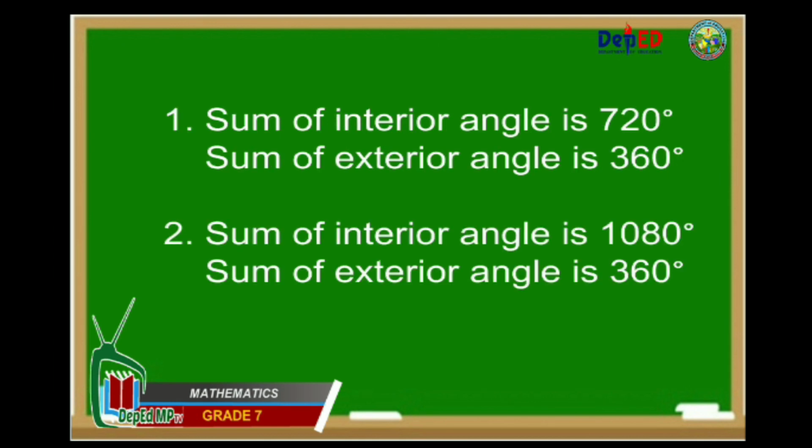So we have here the answers. For number 1, the sum of the interior angle is 720 degrees. The sum of the exterior angle is 360 degrees. For number 2, the sum of the interior angle is 1080 degrees and the sum of exterior angle is 360 degrees.